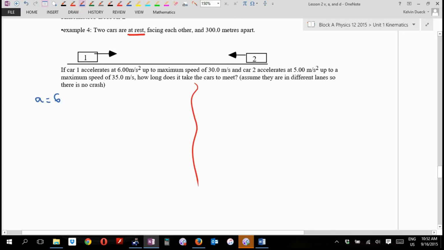A equals 6, VF equals 30, VI equals 0. A equals 5, VF equals 35, VI equals 0.